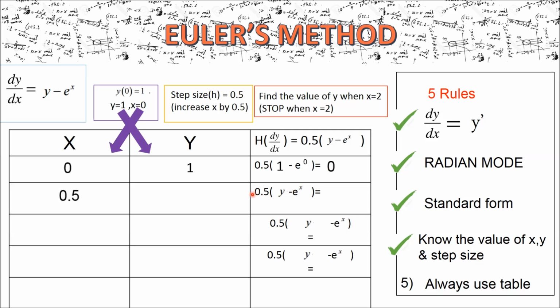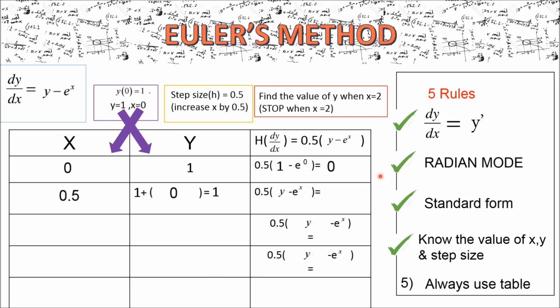And to find out the y value of the second row, second column, it will always be the y value of the previous column plus the equation value of the previous third column. So it will be 1 plus h times dy dx, which we found out to be 0, where you will get a final answer of 1.